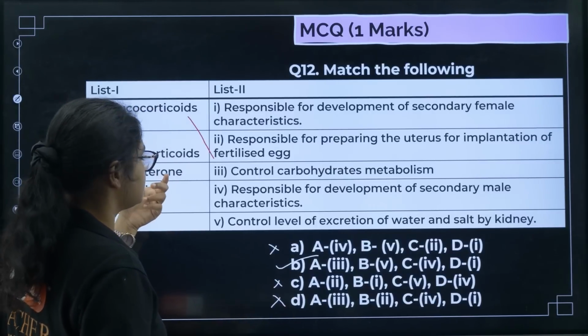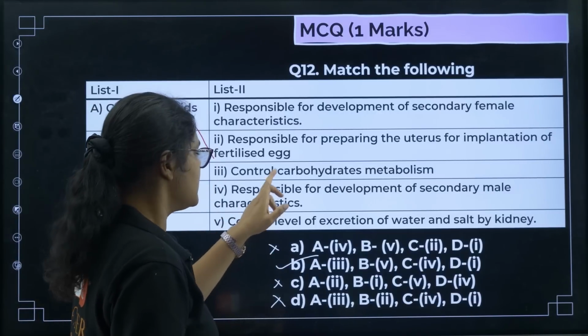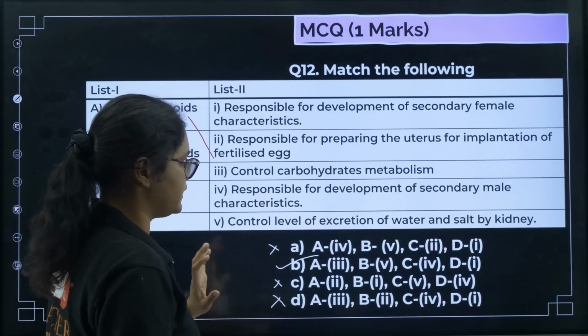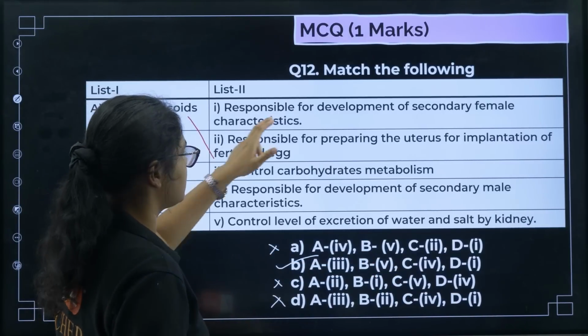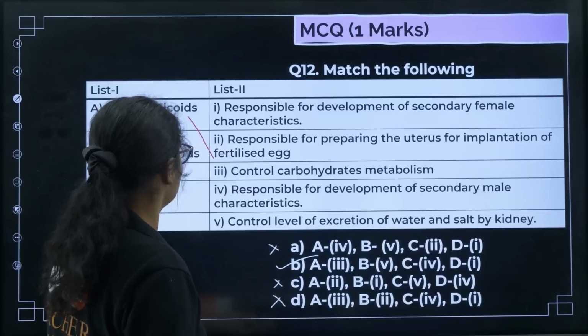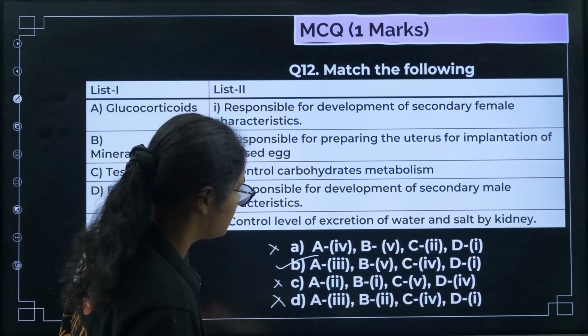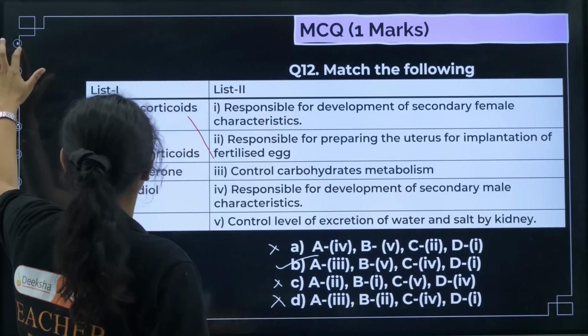Then you can see testosterone is the male sex hormone, right? Yes, responsible for development of secondary characters in males, so C has to be 4. Estradiol is for the development of secondary female characters, so that is your option number 1. So D has to be 1.